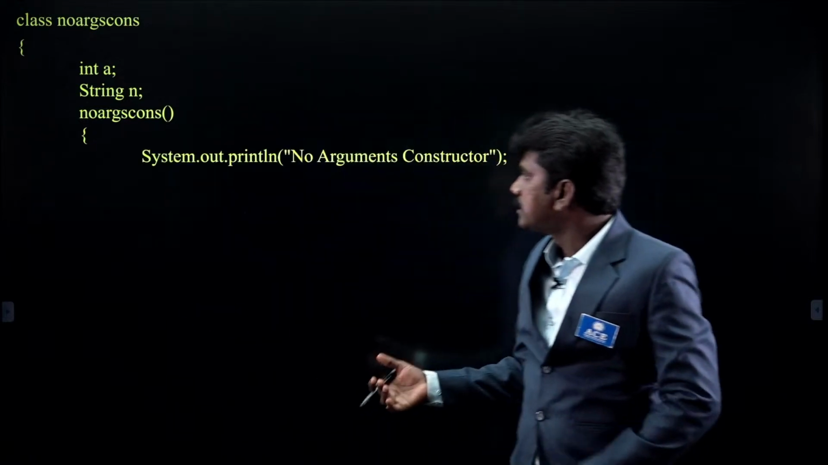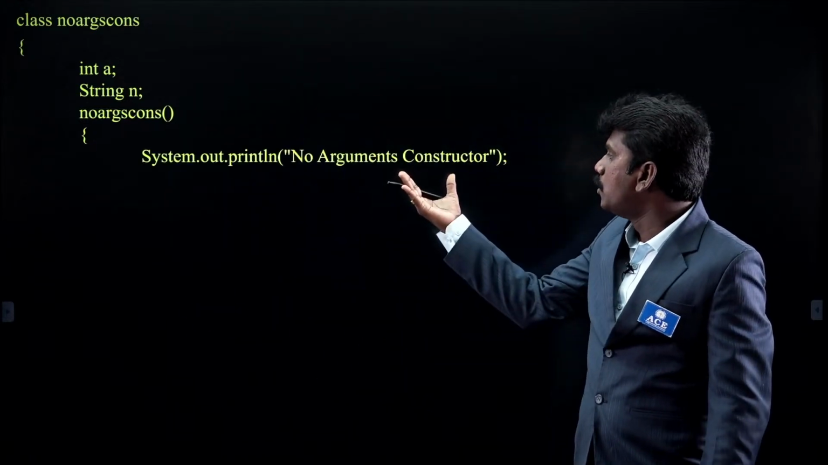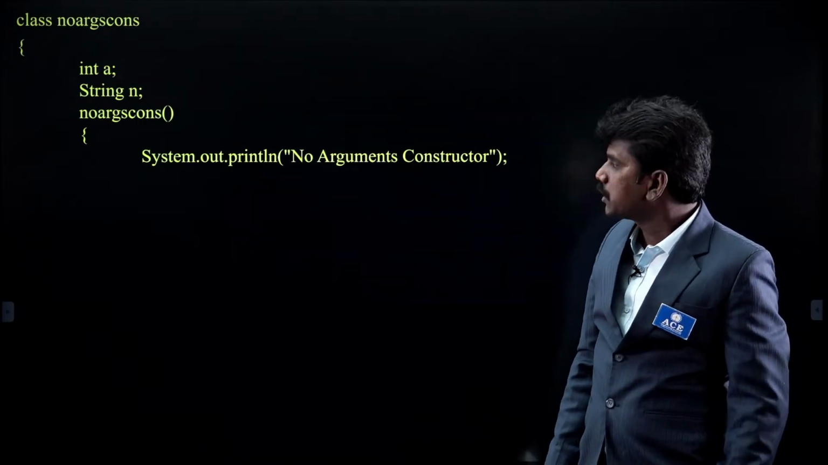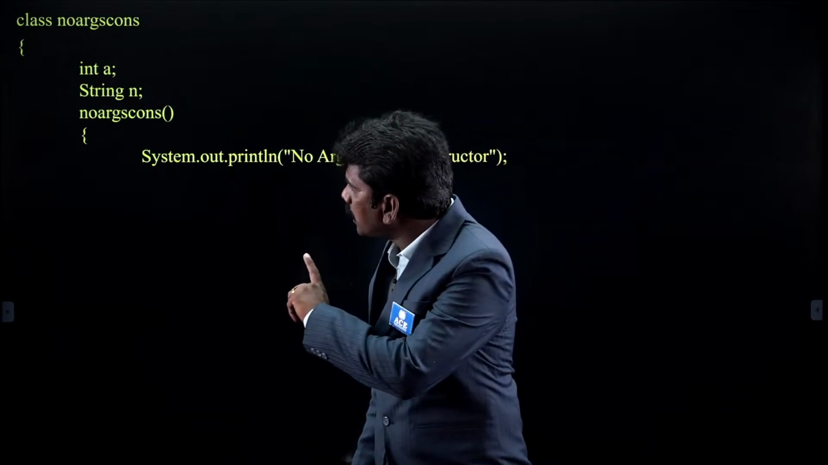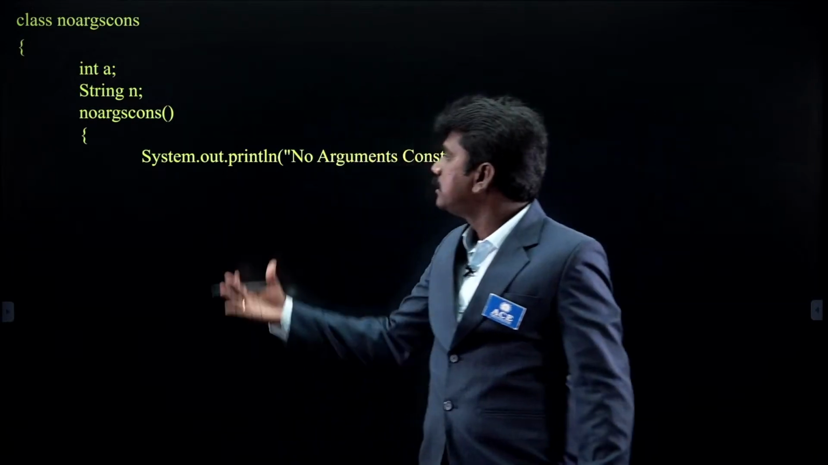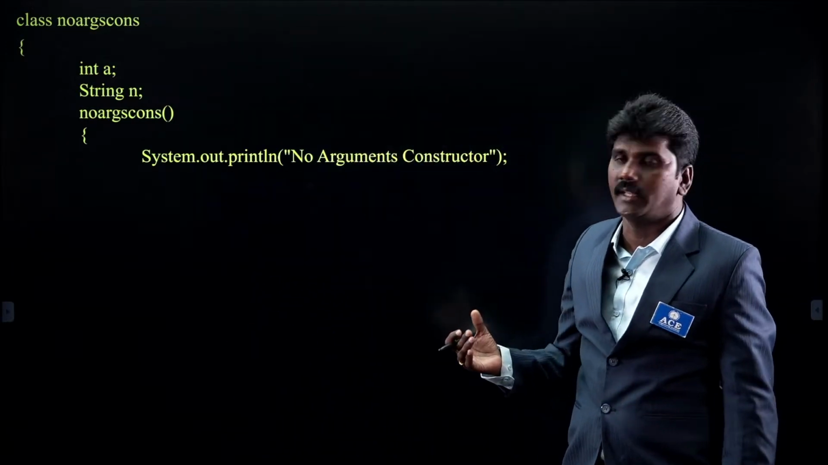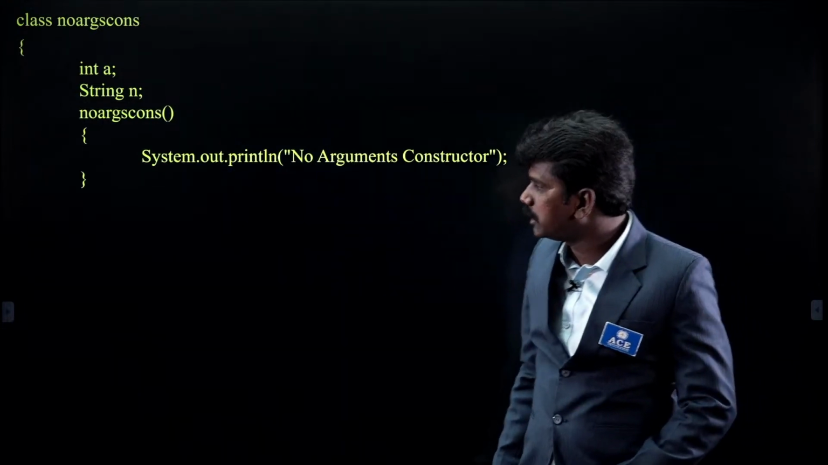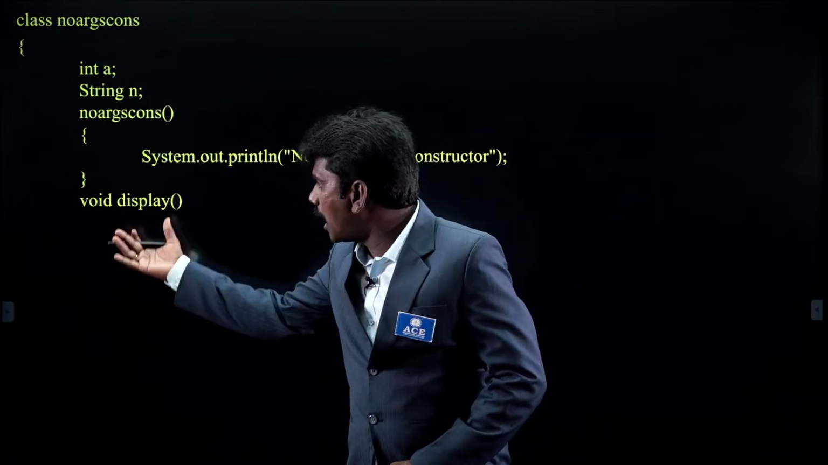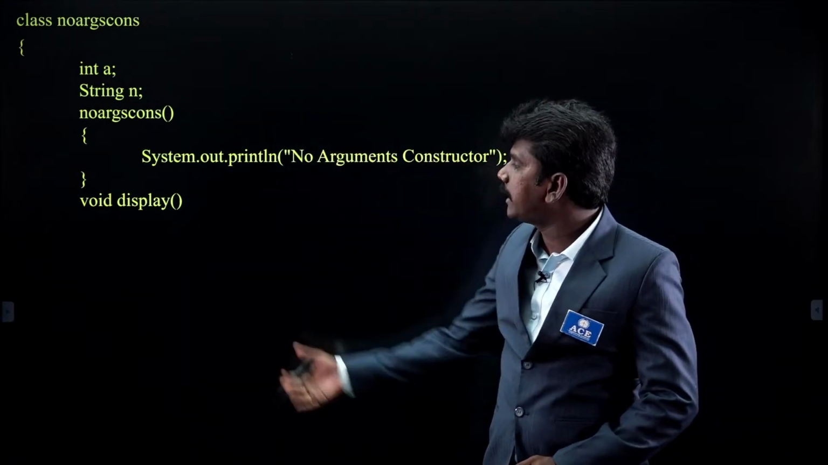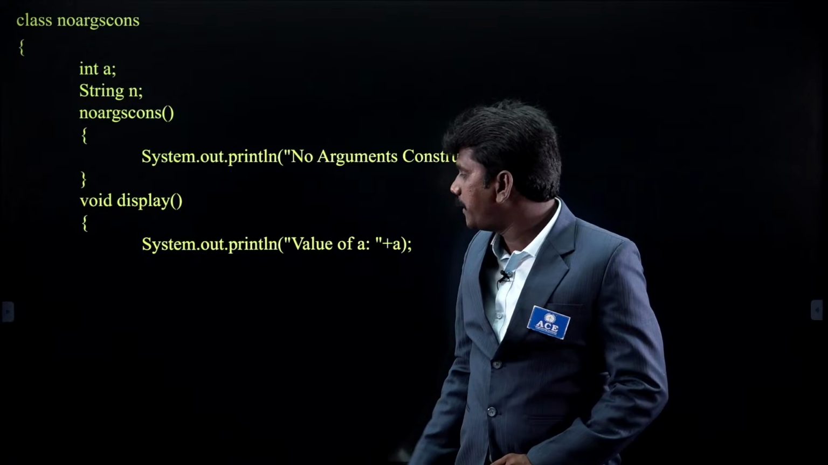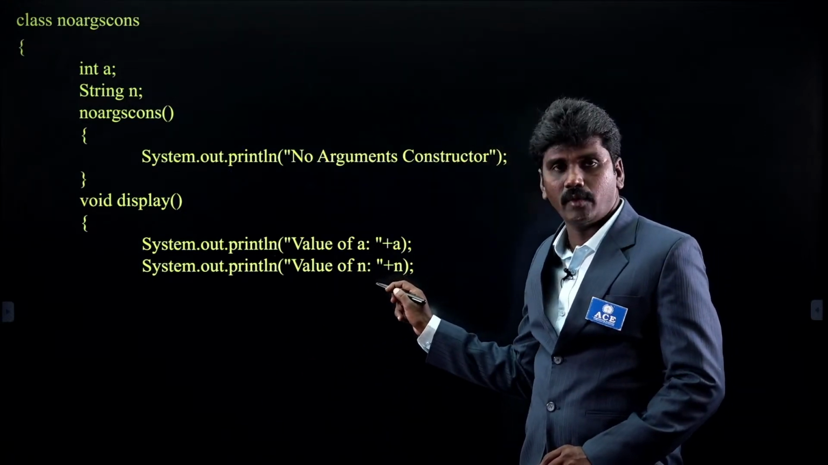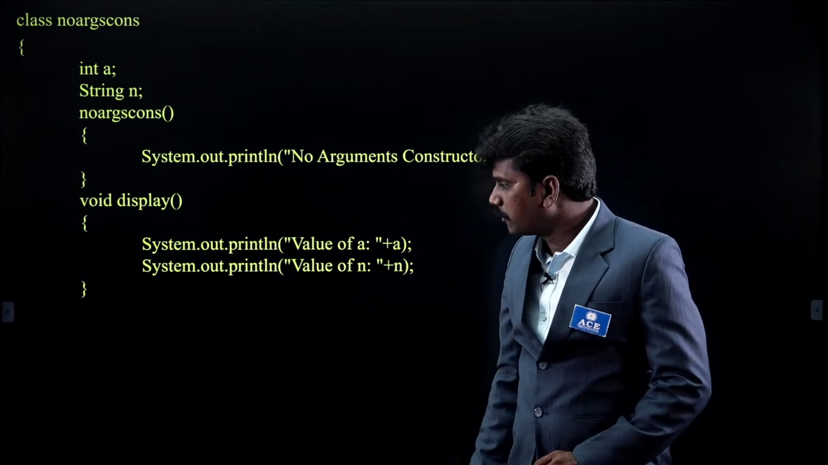Next, System.out.println("no arguments constructor"). Inside the constructor without any arguments, we have just taken one statement, no arguments constructor, which we would like to display. Next, we are taking the method display. In the display, we would like to print the value of a and then the value of n, and closing.